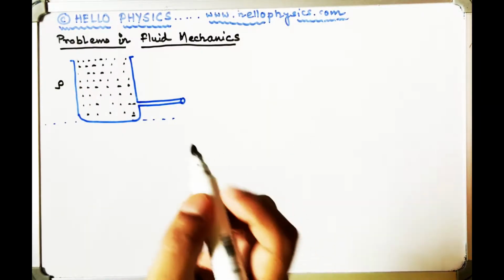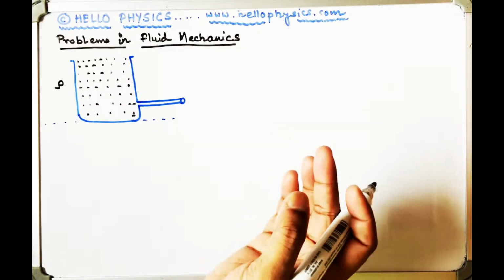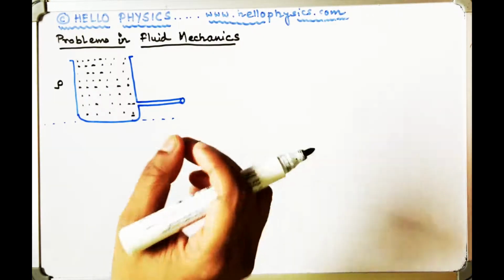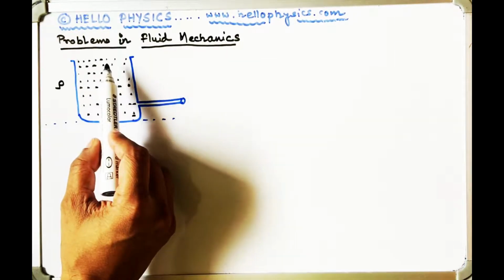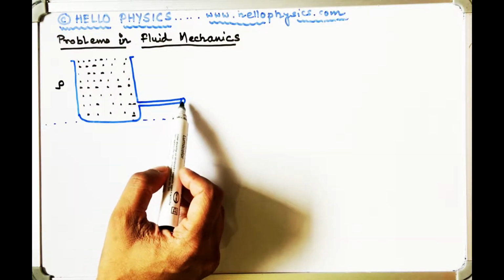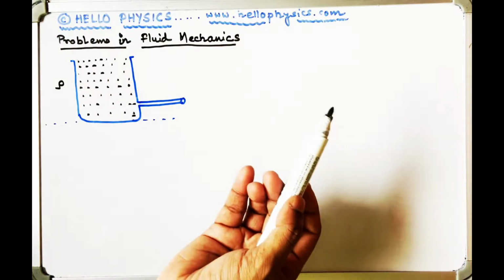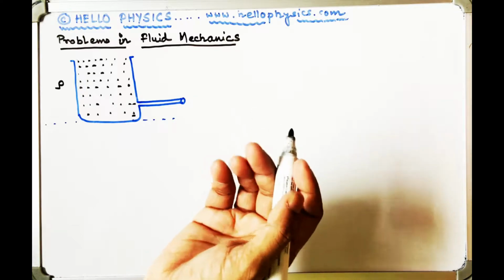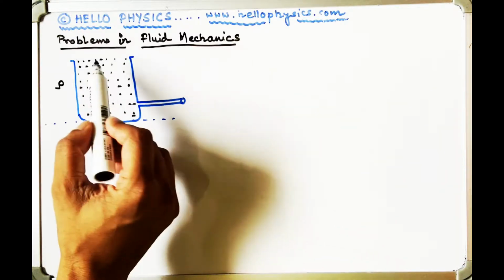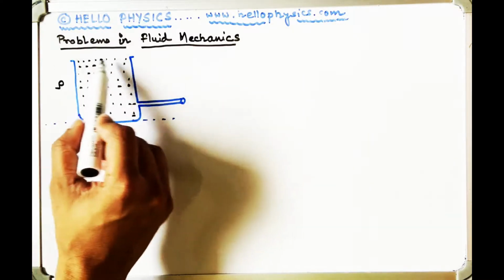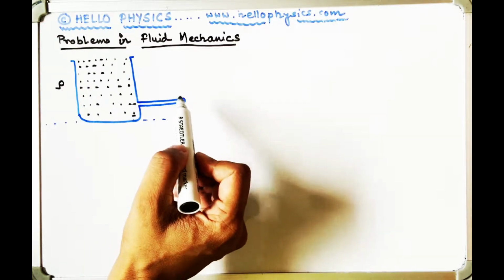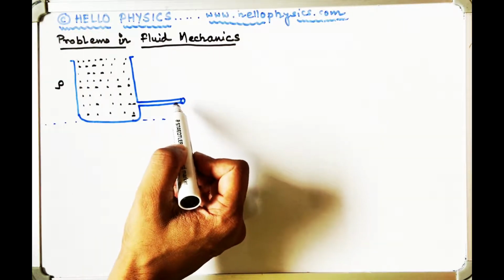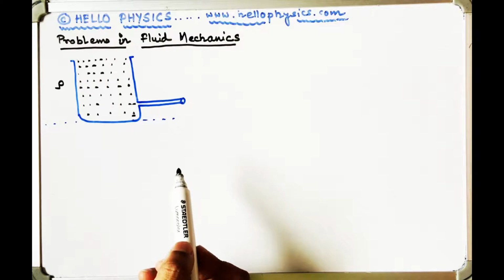The theories that you have covered in fluid mechanics would let you understand that this fluid would flow out of this pipe with a certain velocity. You can find that velocity out. You see that depending on the height of the liquid, you can find out what is the velocity with which the fluid comes out. Okay?